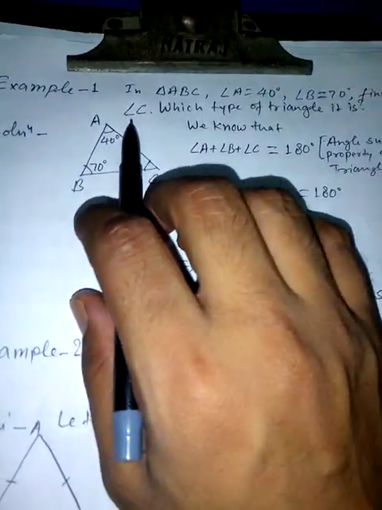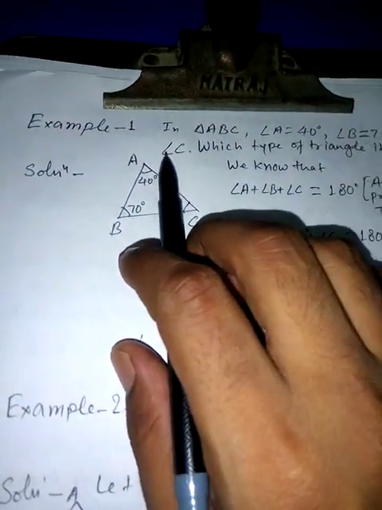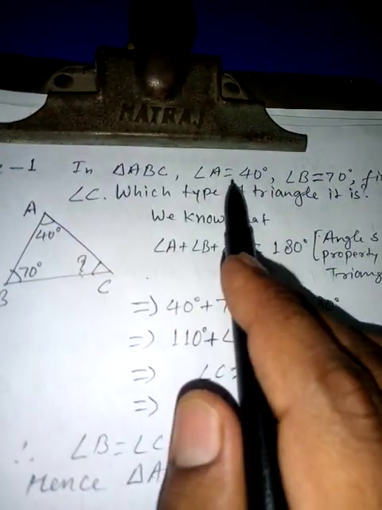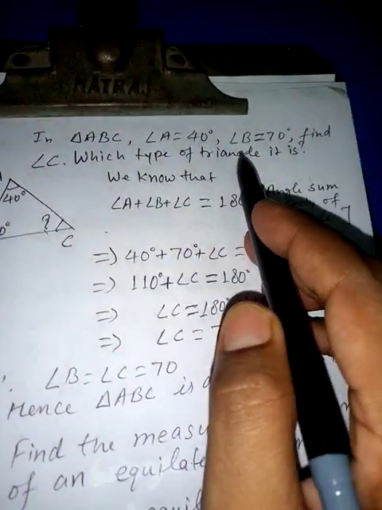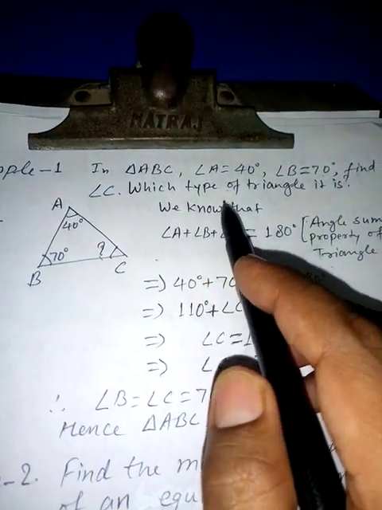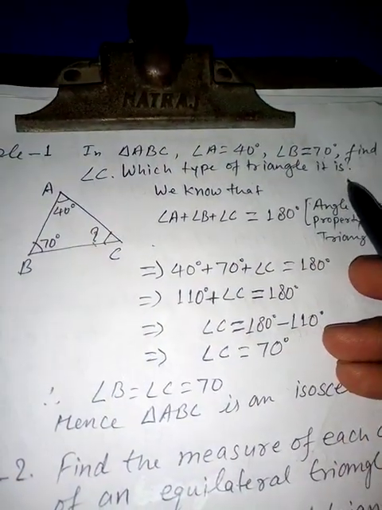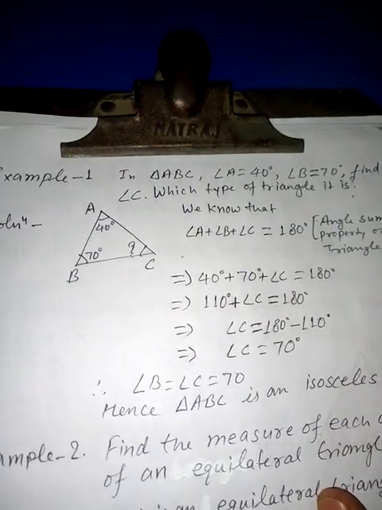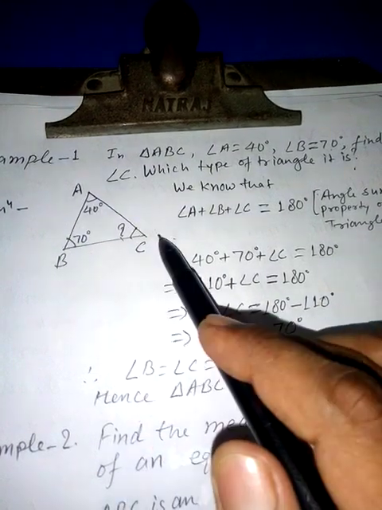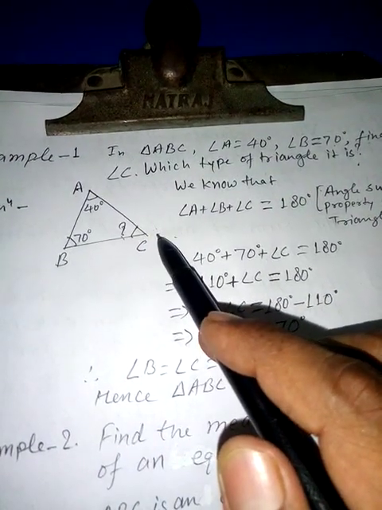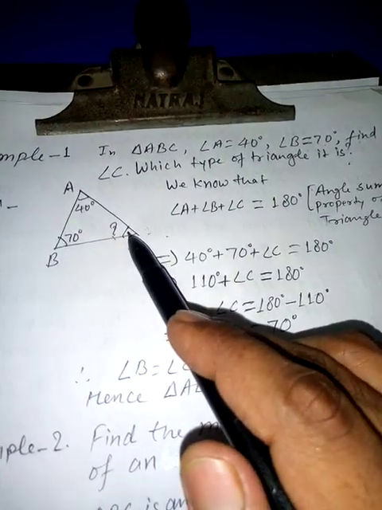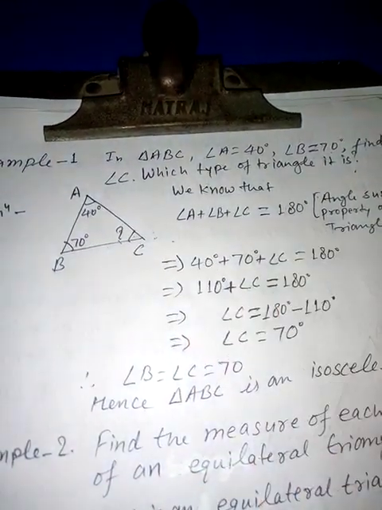Now students, we are going for an example. In triangle ABC, angle A equals 40 degree, angle B equals 70 degree, find angle C and which type of triangle it is. So first draw a figure of triangle ABC, just a rough figure. Put A as 40 degree and put B as 70 degree, and this is the question mark. We have to find out C.